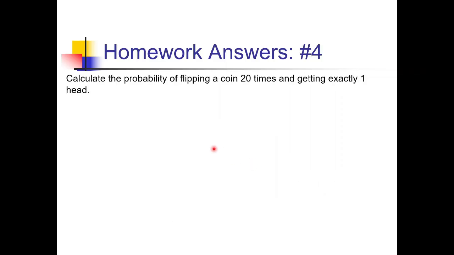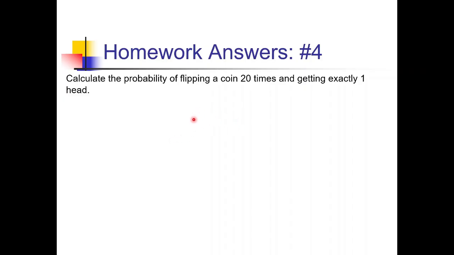For this problem, they want to know the probability of flipping a coin 20 times and getting exactly one head. So this is one of those binomial experiment sort of situations. We've got n independent trials. We've got 2 outcomes, success or failure, which in this case means heads or tails. And we've got the same probability each time we flip these. This means that we can use our binomial probability formula.